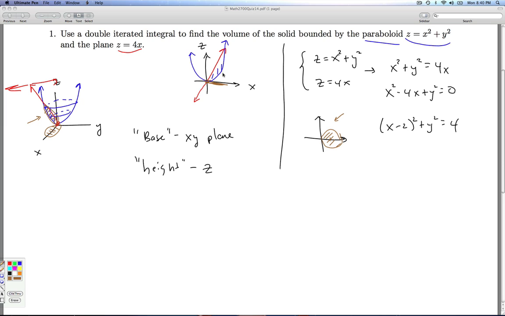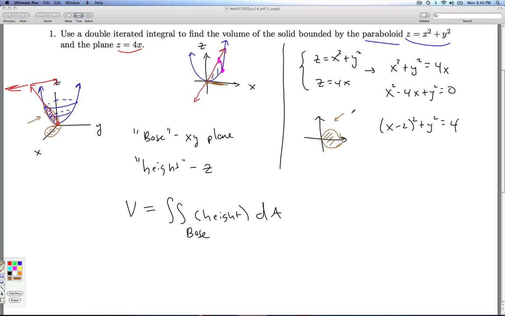Right, we have the bottom curve, which is the paraboloid. We have the top curve, which is the plane. So the height's going to run from here to here. So our volume then is going to be a double integral over our base times the height dA.